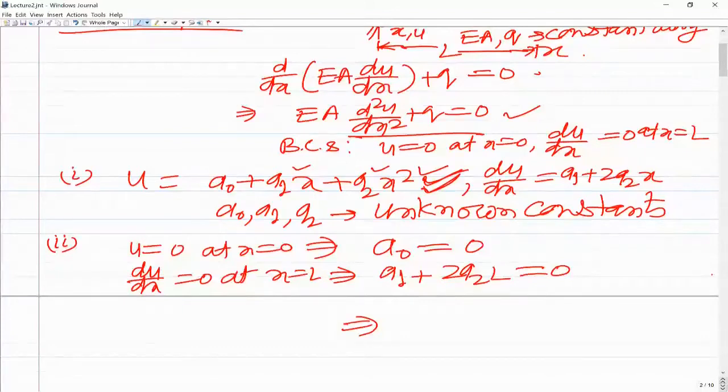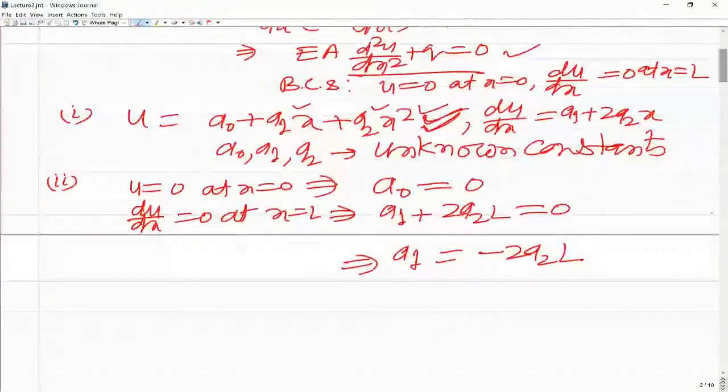Yeah, sorry for the disturbance. So what I was saying is that you have these two constants a1 and a2 and only one equation, so you can express any one constant in terms of the other. And if there were more terms in the solution, you would be able to express one constant in terms of one or more constants, depending upon how many terms are assumed in the approximate solution. So in this case we can say a1 is equal to minus 2a2 into L.